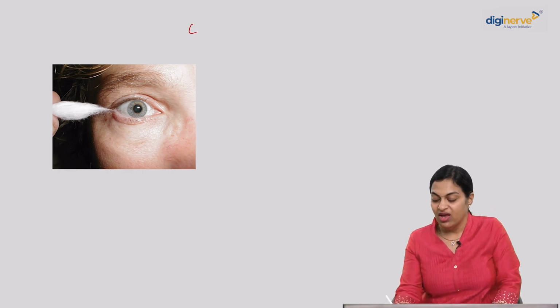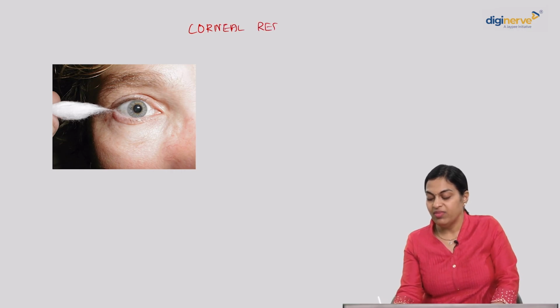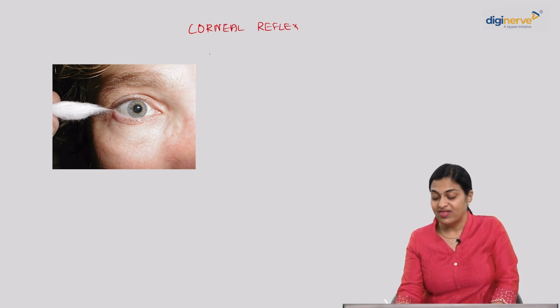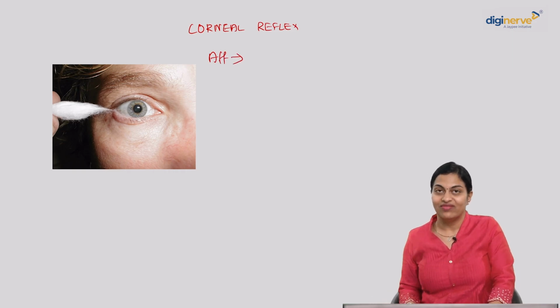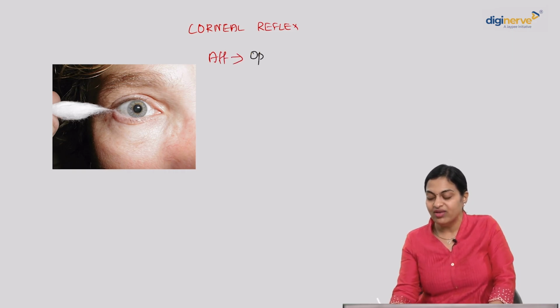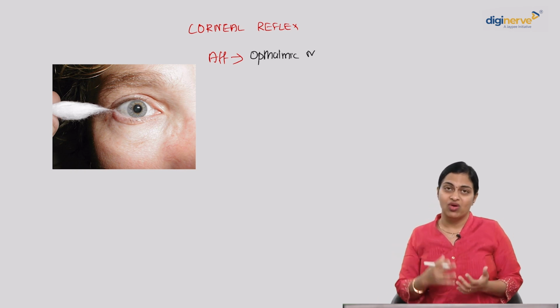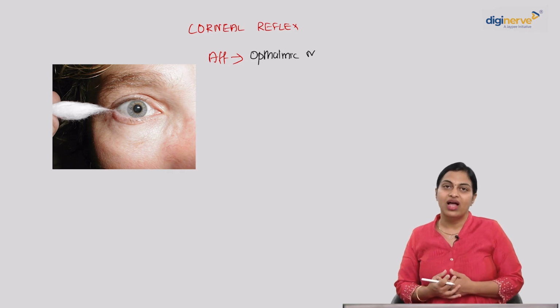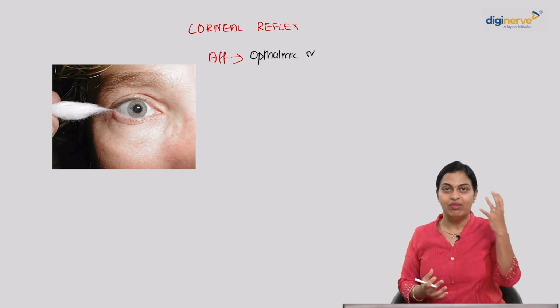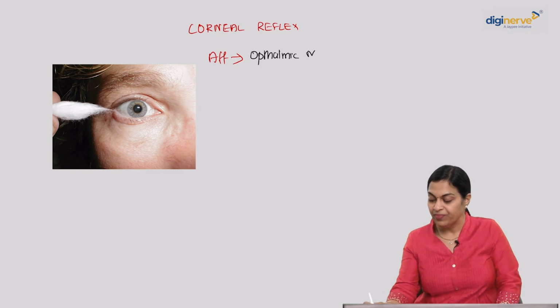You touch the patient's cornea with a wisp of cotton, immediately closure of the eye, right? We call it the corneal reflex. So now you can tell me, what is the nerve that carries sensation? The afferent component of the corneal reflex is the ophthalmic division of the trigeminal nerve. So sensation from the eyeball, the cornea, the conjunctiva, everything from the orbit is carried by this ophthalmic division of the trigeminal nerve.